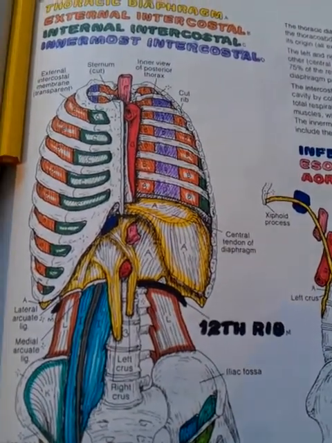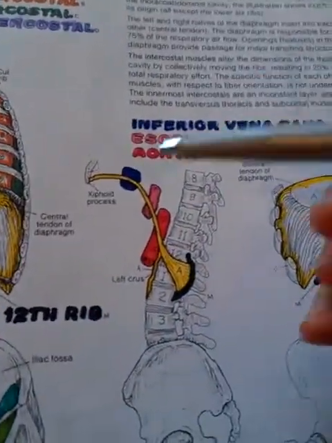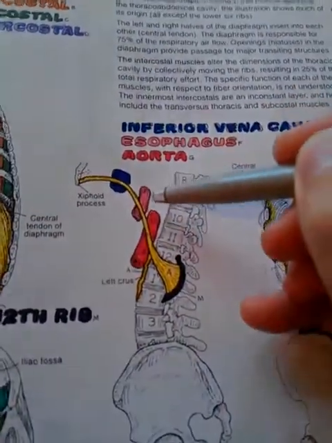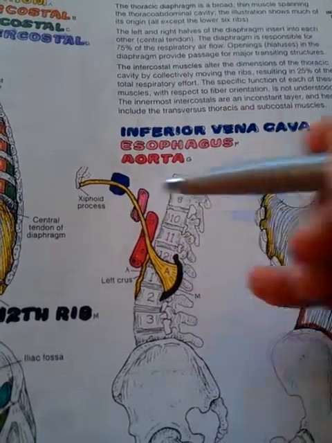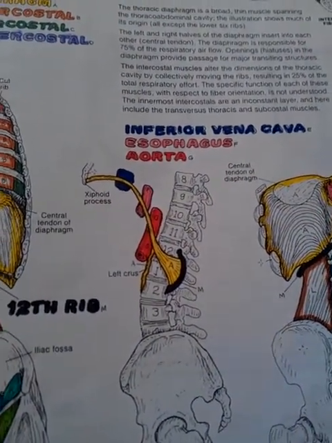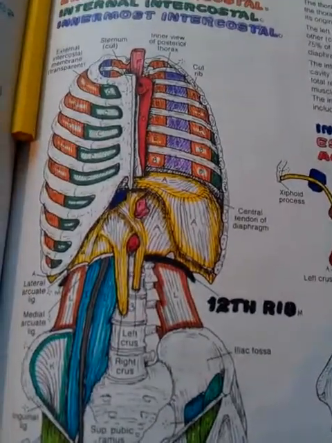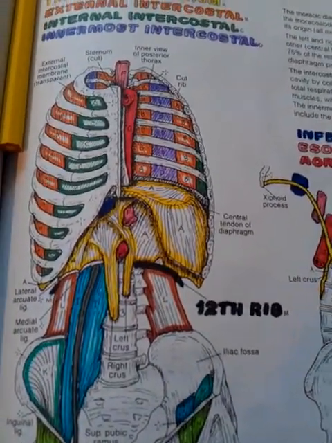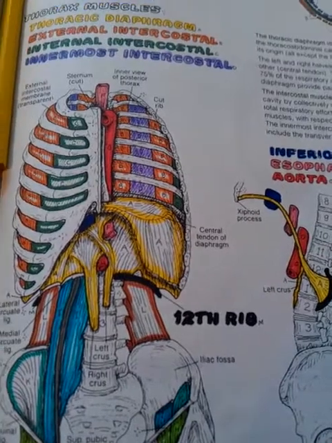It has openings for the inferior vena cava, aorta and esophagus. It is the main muscle of respiration, and it is innervated by the phrenic nerve from the cervical plexus.